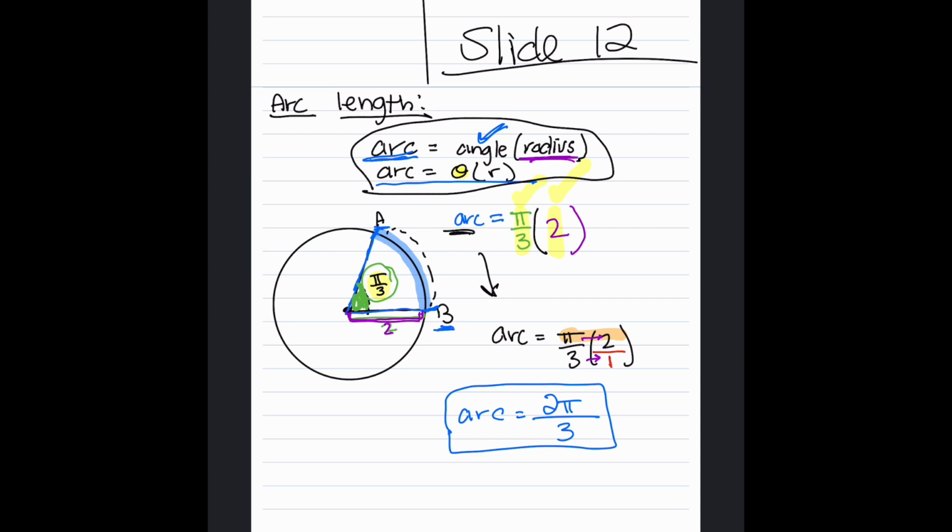Okay, if you feel comfortable, go ahead and pause the video and try the problem on slide 13. And then when you're ready to see the answer, or if you get stuck, just press play. I'll do slide 13 with you guys, and then I'm not going to do 14 or 15.